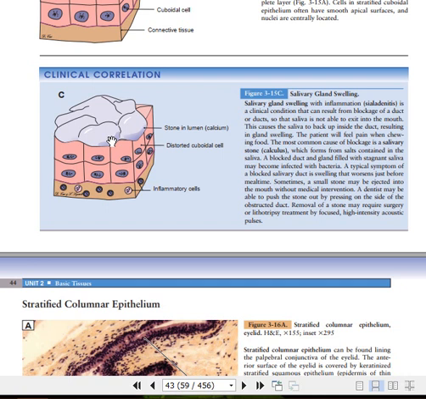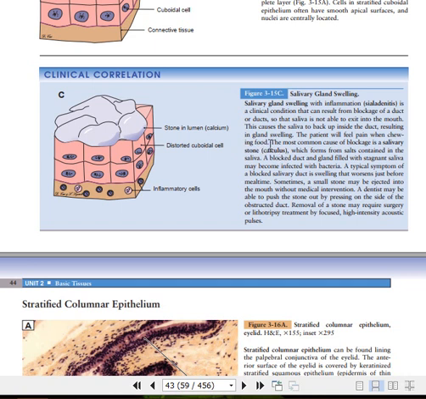When it is not due to a blockage of the duct, you have cases like mumps. And when it is due to blockage of the duct, it's other cases, other infectious pathogens in the normal flora. The blockage of the duct usually is as a result of a stone or a calculus.